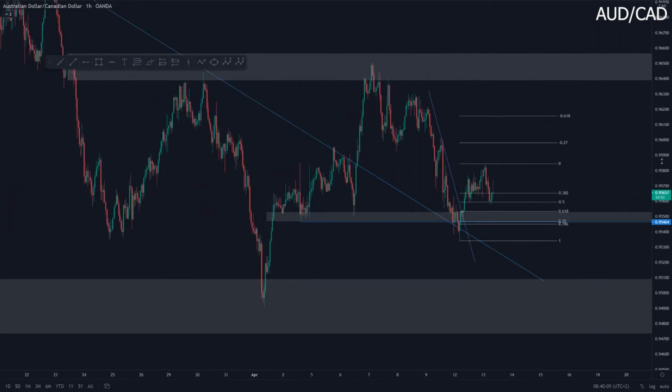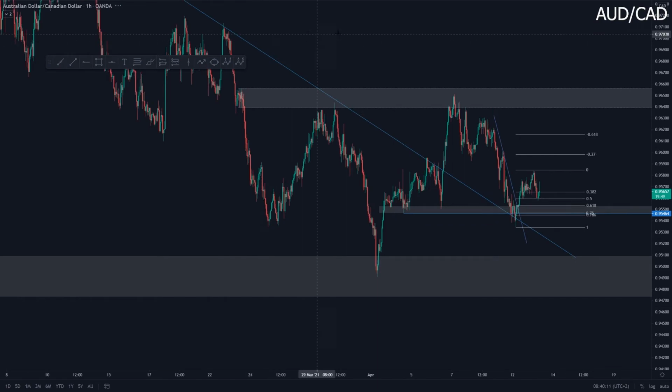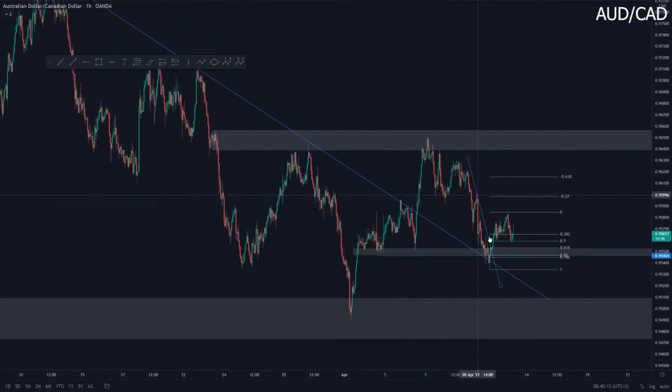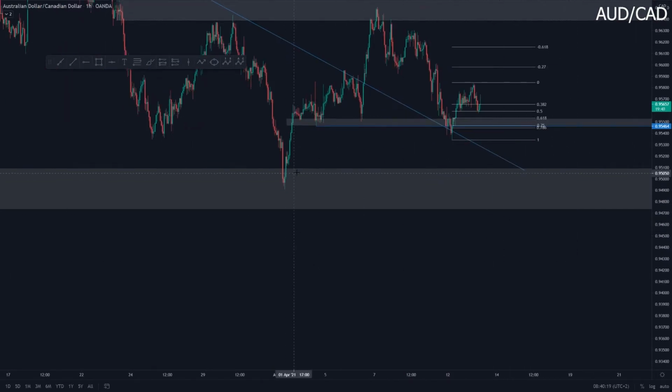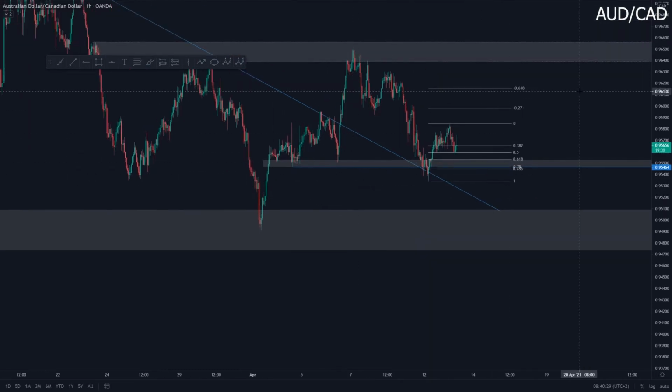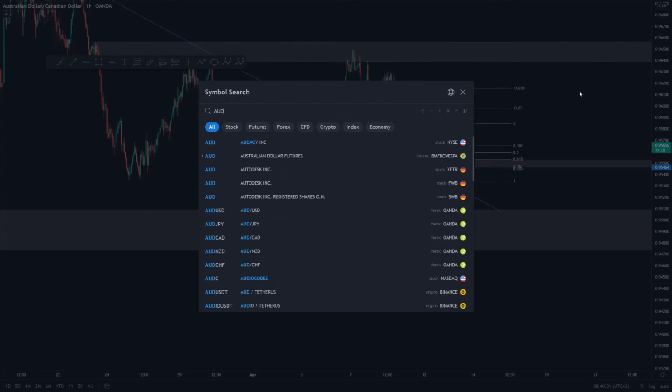Shorts currently not on the board for me, mainly due to the fact that we broke out of this major descending trend line and there's nothing really bearish about price at the moment. I would be looking for shorts once we break down below this major swing low over here, but for the time being, shorts are not very interesting in my opinion. So yeah, that's Aussie Cad. Let's head over to Aussie Yen.